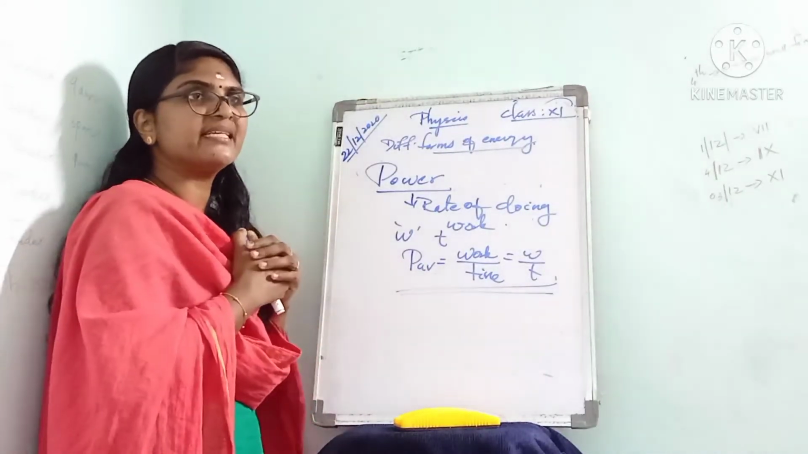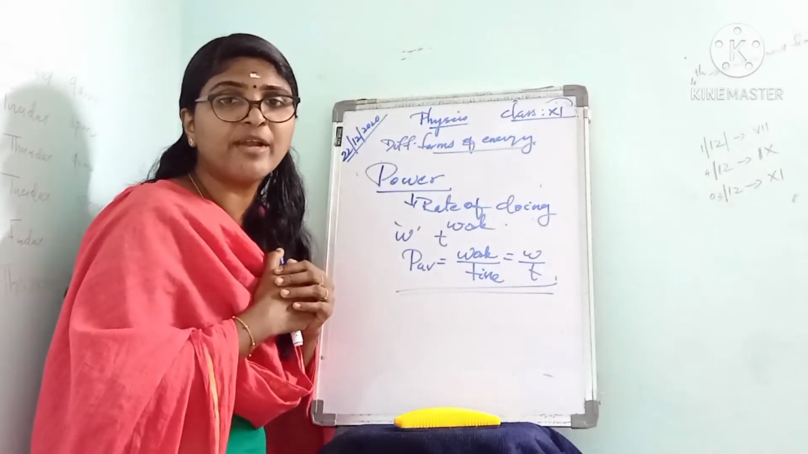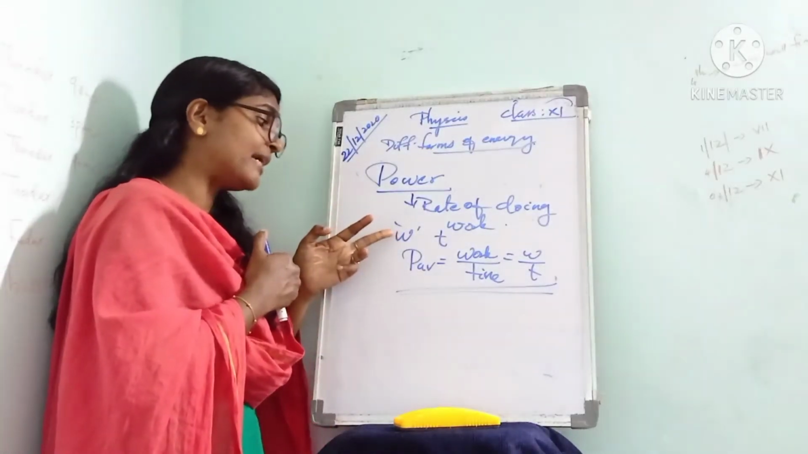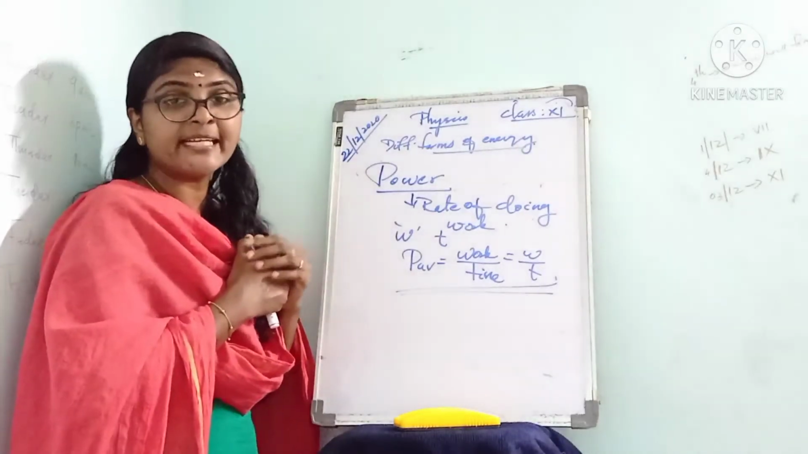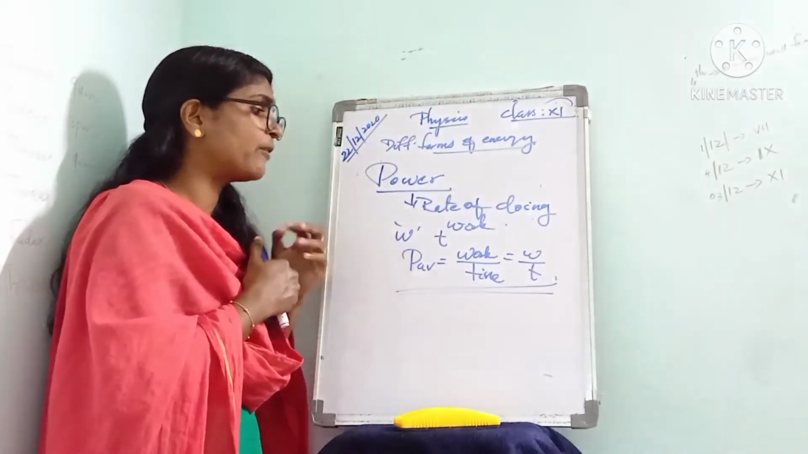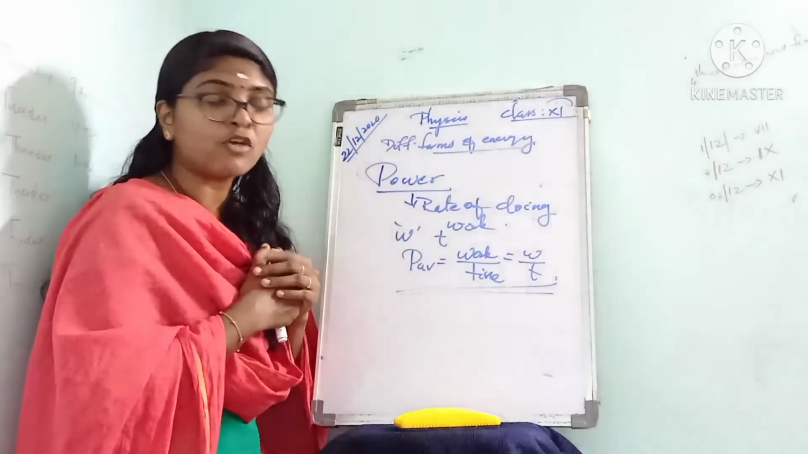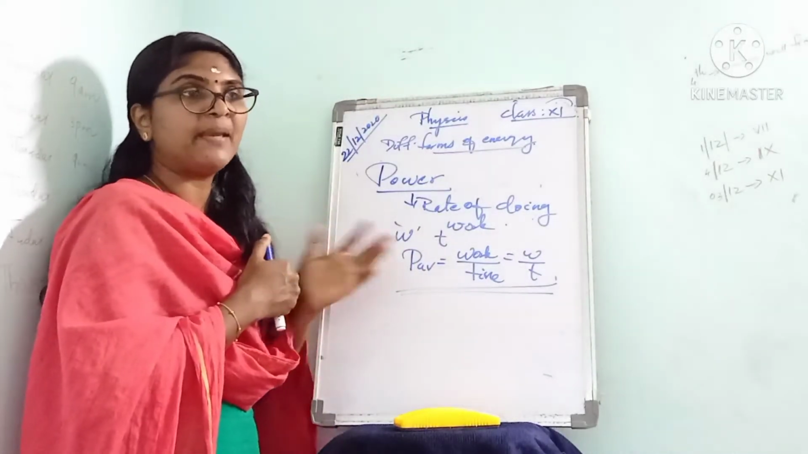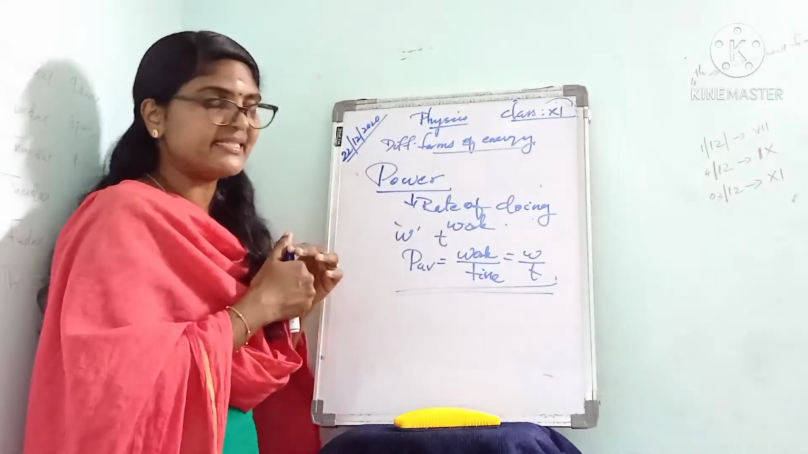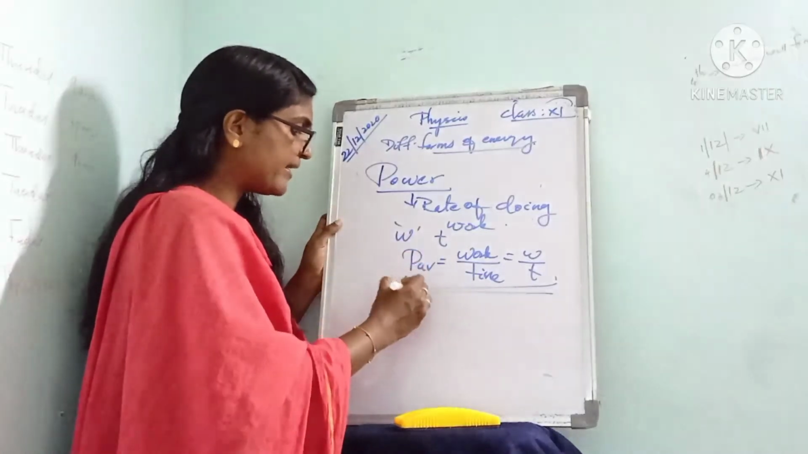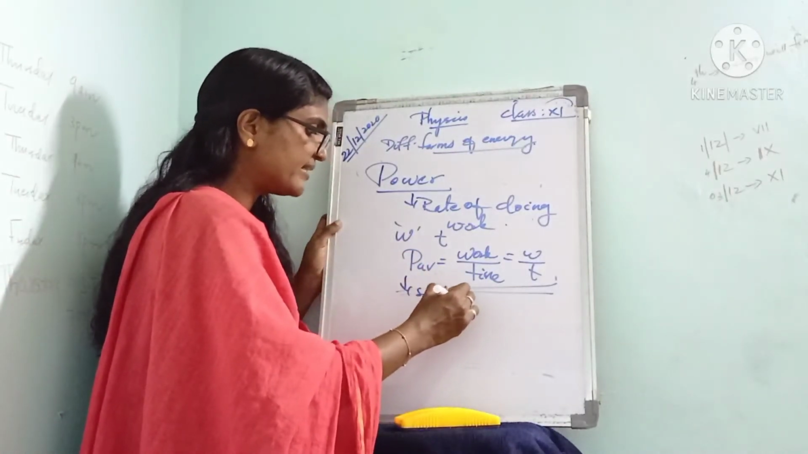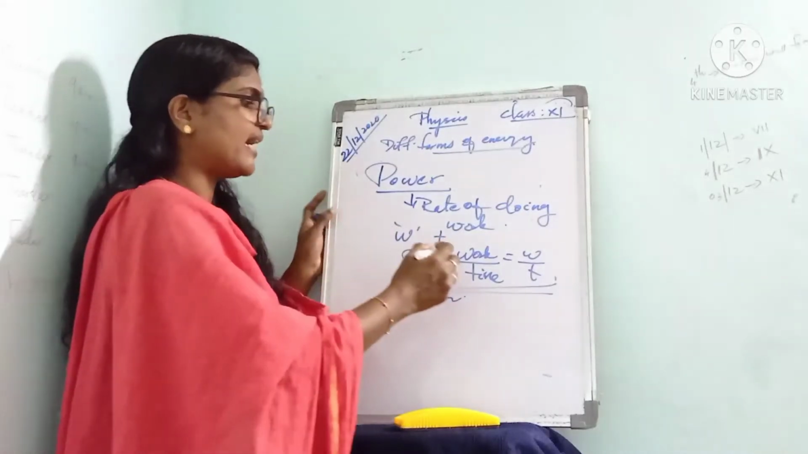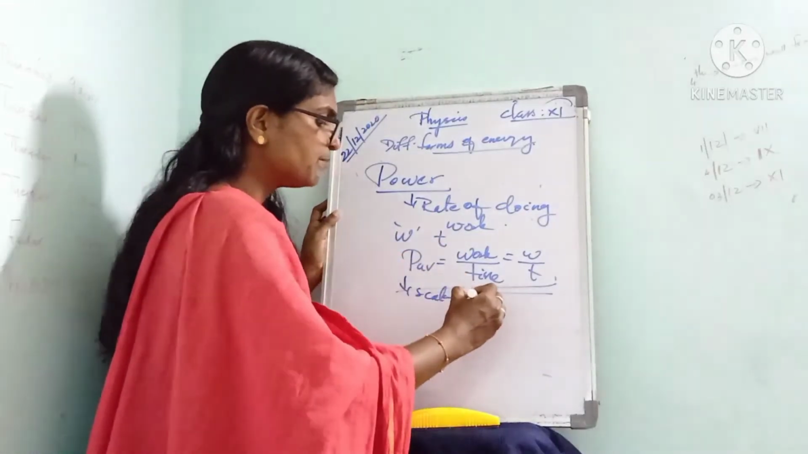Power of an object is defined as the rate of doing work. Suppose an object has done work W during the time T, then its average power P average is equal to work by time, W by T. And here the power is a scalar quantity, and its unit is watt.